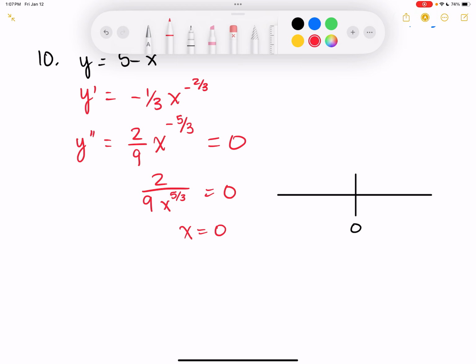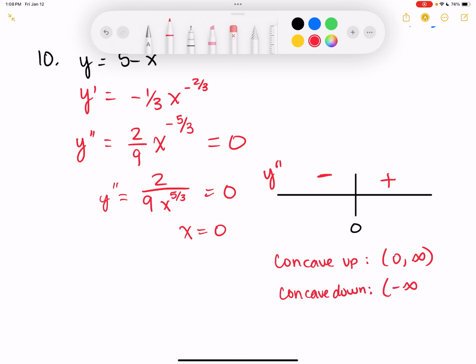All right, so I need to know the sign over here and the sign over here of y double prime. If I plug in -1, this should be easy: negative. If I plug in 1 over here, it should be positive. So where is it concave up? From 0 to infinity. And concave down from negative infinity to 0. That one was pretty easy.